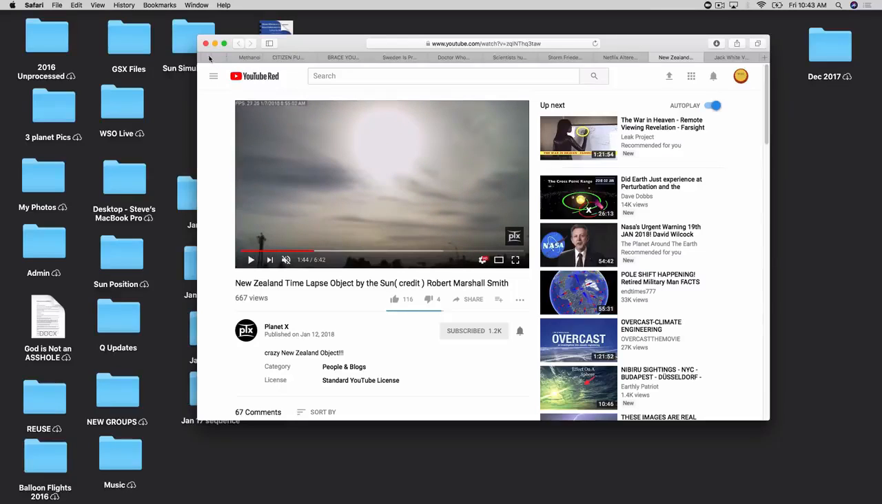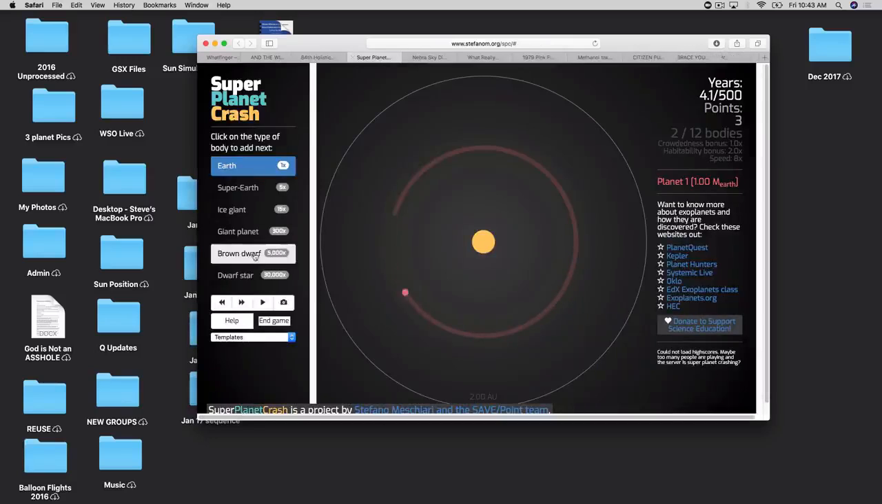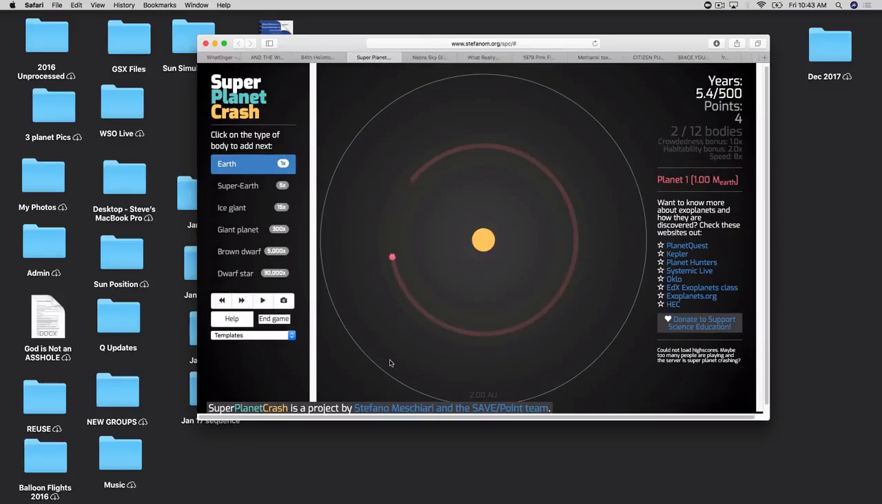But what I wanted to do here today, I wanted to go and look at this thing called Super Planet Crash. Okay, this is a planet simulator. It's a very basic orbit diagram model, right, showing the sun, and it shows an Earth-like planet going around the sun in the habitable zone right here, which is this little ring right here. Now, you can go here. I'll leave the link below. You can play with this yourself.